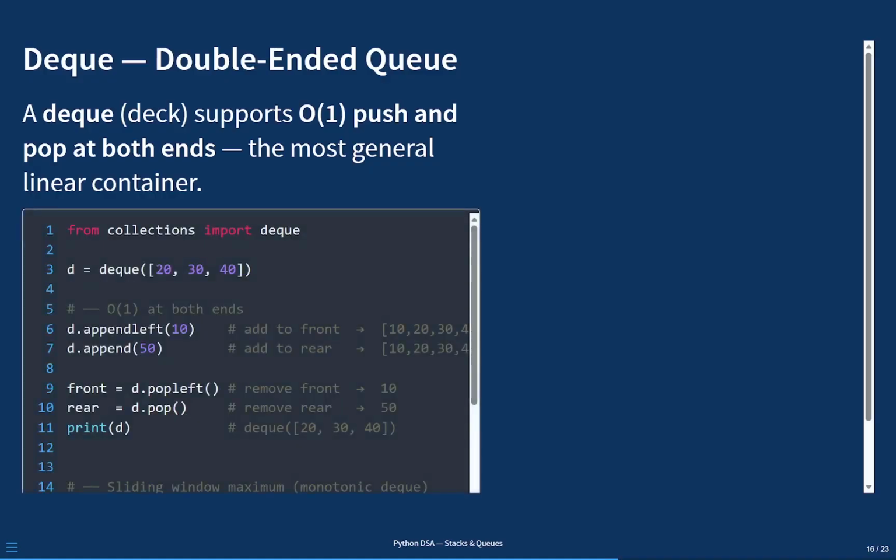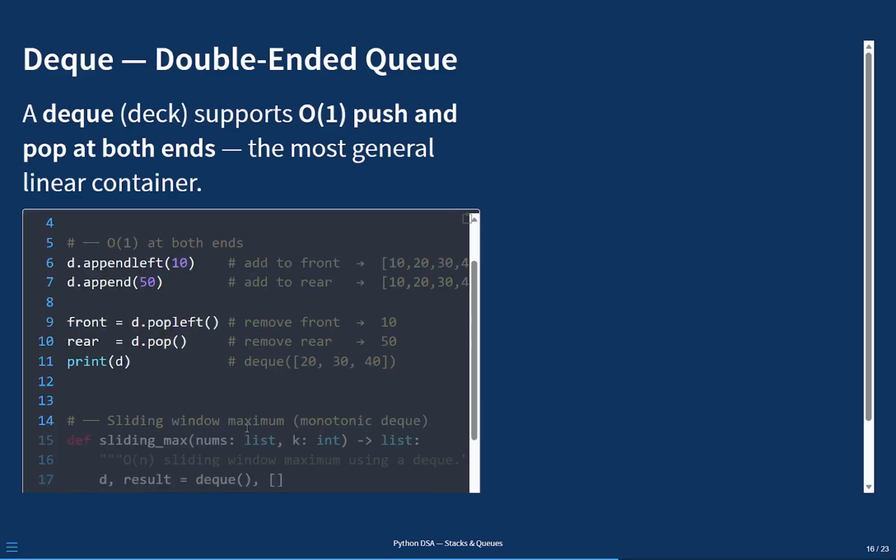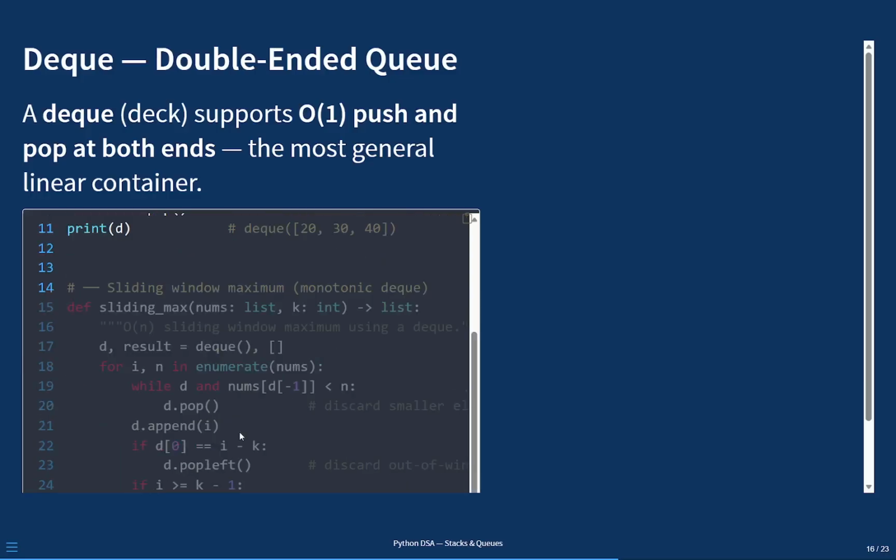Click. appendleft and popleft operate on the front. append and pop operate on the rear. All 4 are O(1). This is the key property. Python's collections.deque is implemented as a doubly linked list of fixed-size blocks, giving true O(1) at both ends with good cache performance.